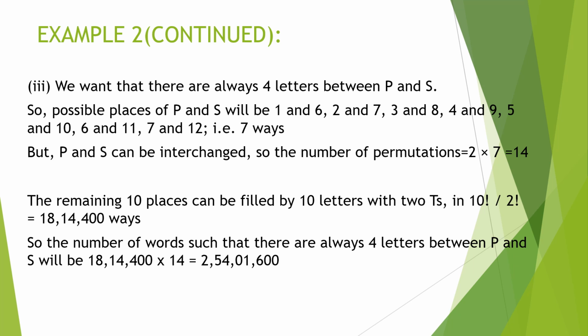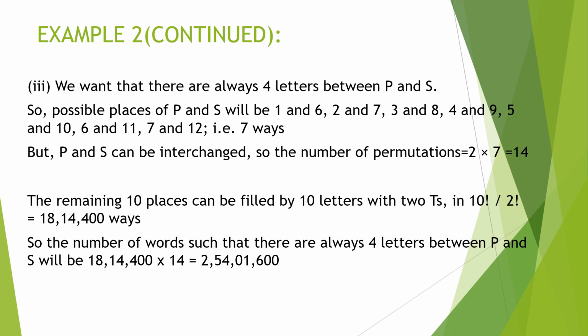Suppose in the first place P is there, and in the 6th place S is there. It can also happen that in the 6th place P is there, and in the first place S is there. So that is possible in 2 ways. That means the total possibilities will be 2 into 7, which is 14 ways.